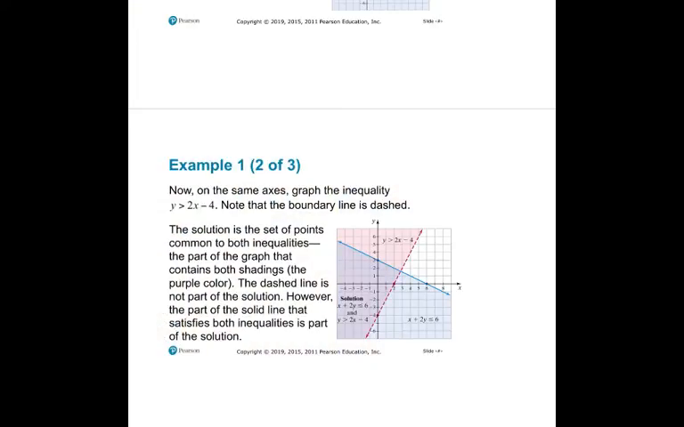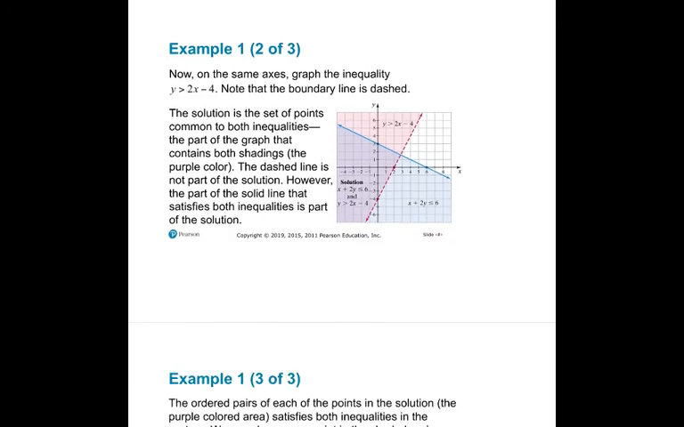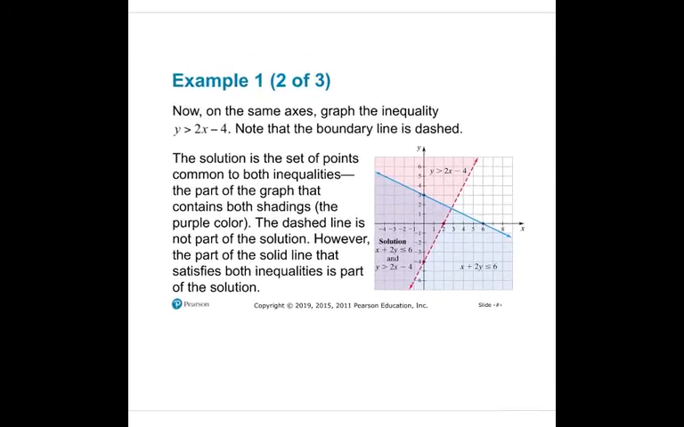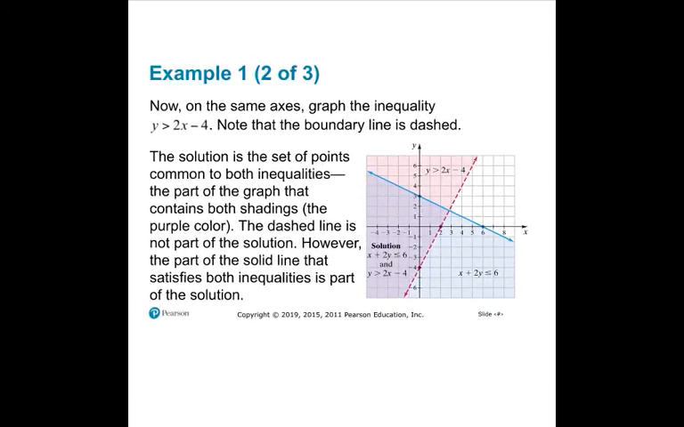All right. Sorry about that. Okay. So let's compare our result to what they have. It says, now on the same axis, graph the inequality. Note that the boundary is dashed. The solution set is a set of points that are common to both inequalities. The part of the graph that contains both shadings, the purple color. The dashed line is not part of the solution. However, the solid part is. Yeah, so it's basically just the purple part.